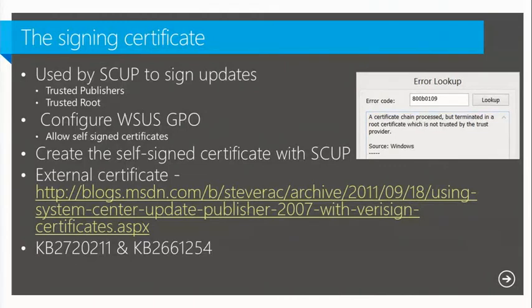The other thing to be aware of is 2661254, which is the Windows update that basically disables all certificates with less than 1K bit sizes. So again, if you're still using 512-bit certificates and you apply 2661254, that's going to break all of that third-party updating functionality.